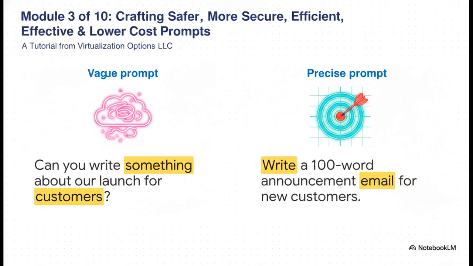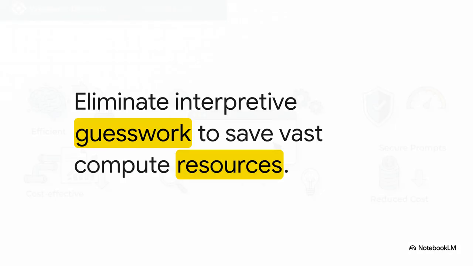Now contrast that with the precise version. "Write a 100-word product announcement email for new customers introducing our enterprise security software launch." Notice how you're giving it the exact length, the specific format, the audience, and the exact product name. This precise prompt is actually shorter in character count, but it is infinitely more useful. By being that precise, you completely eliminate interpretive guesswork, and that saves immense compute resources.